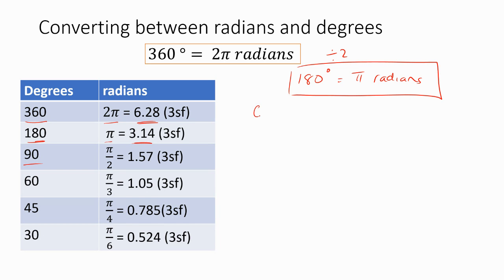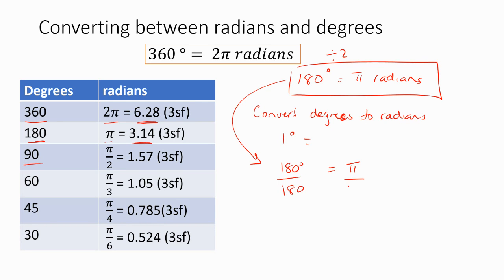If we want to convert degrees to radians, then we need to know what 1 degree equals. So if we start with this formula here at the top, we have 180 degrees equals pi radians. What we do is we divide by 180, and that tells me that 1 degree is actually equal to pi over 180 radians.